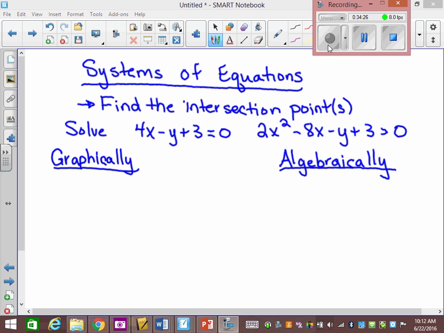Either graphically or algebraically follows the same first step. What did we get them into? Y equals. So I'm going to move the y over. 4x plus 3 equals y. And then that one I'm going to go 2x squared minus 8x plus 3 equals y. You have to find that out with your calculator. So everyone, punch this into your y1, punch this into your y2.